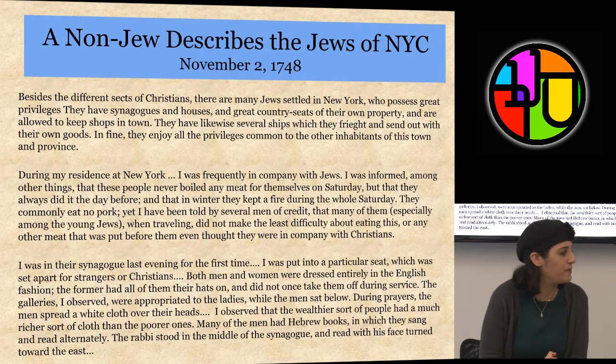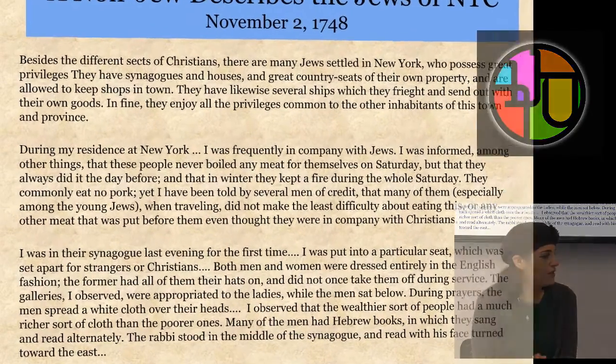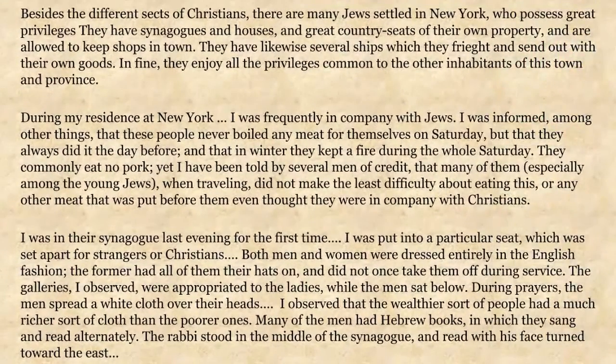Besides the different sects of Christians, there are many Jews settled in New York who possess great privileges. They have synagogues and houses and great country seats of their own property and are allowed to keep shops in town. They have likewise several ships, which they freight and send out with their own goods. So these are wealthy people. In fine, they enjoy all the privileges common to the other inhabitants of this town and province.